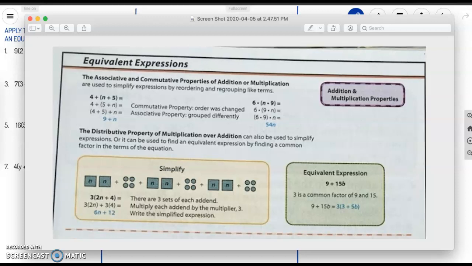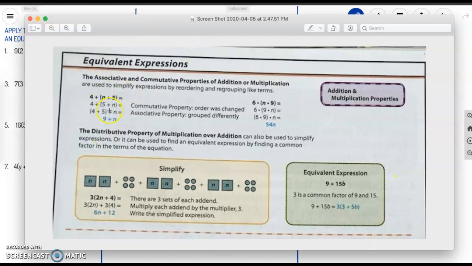Make sure you have your math book pages 226 and 227. So we're going to be going over equivalent expressions today. Let's go ahead and read the top part of page 226 before we get started on our odd number problems.